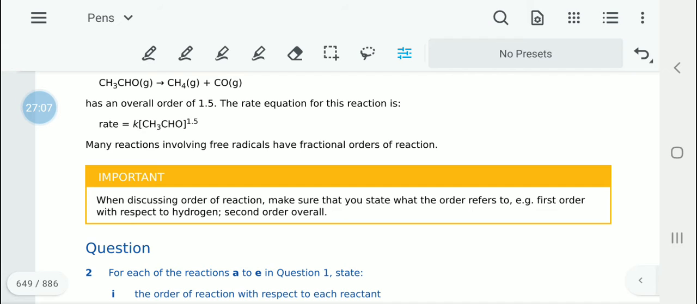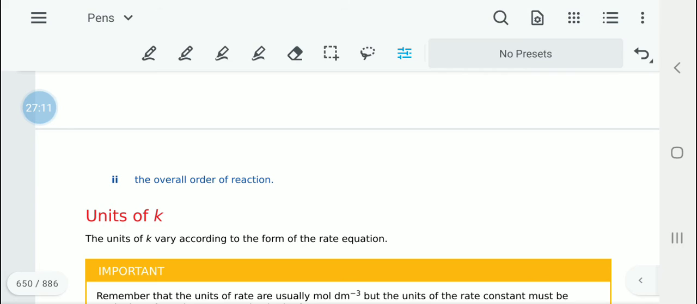I hope it made sense. If it did not, please ask questions. If it did, please do question number 2 as well.